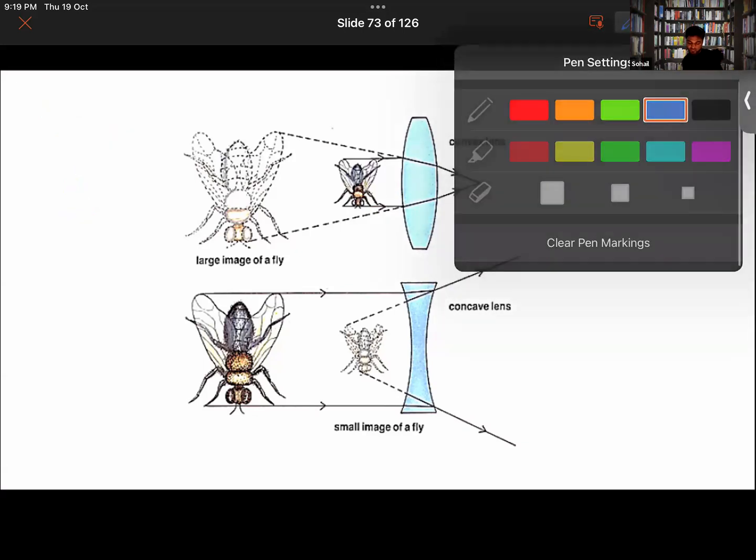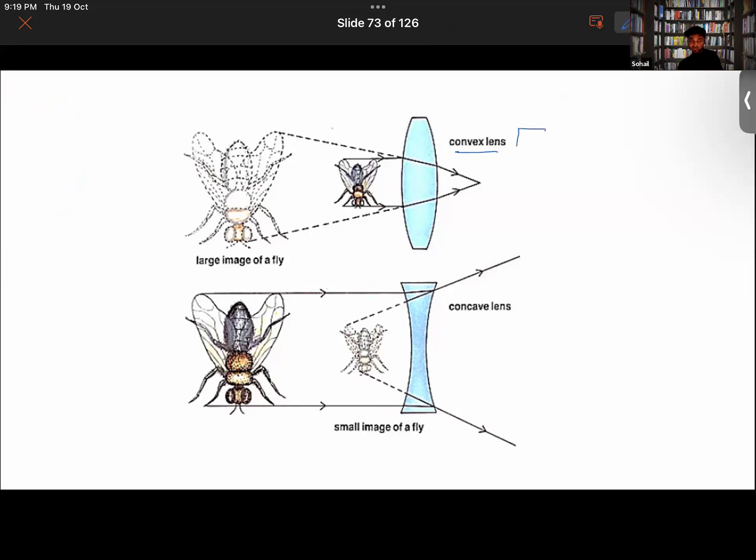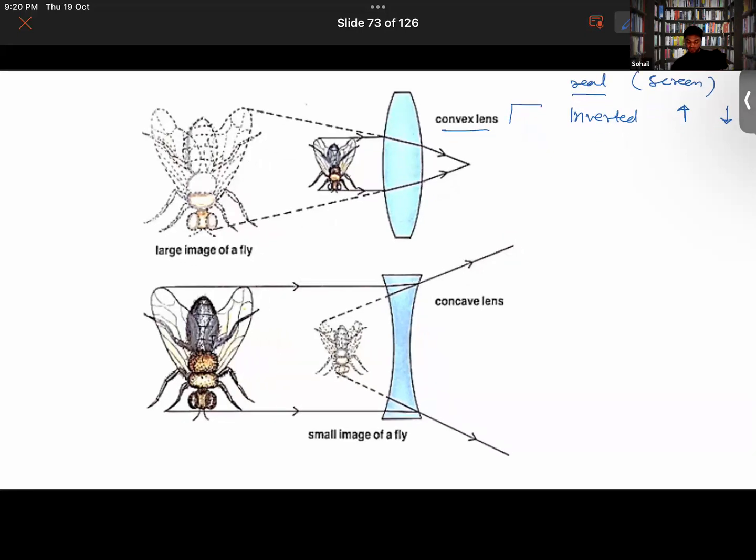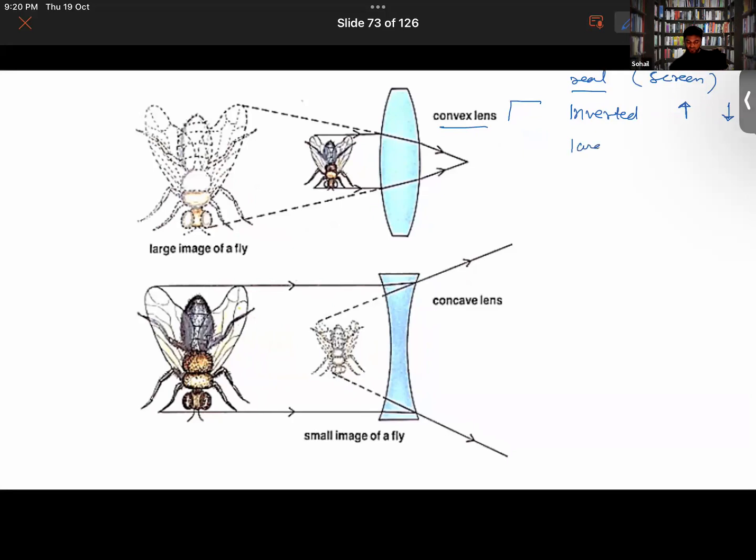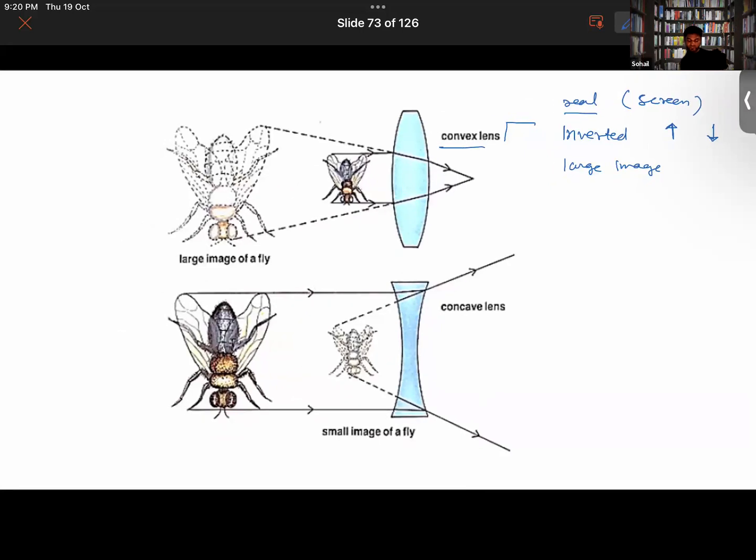Now, back to what I was saying, that convex lens here will be forming an image that will be real, meaning that it can be obtained on a screen, on a wall, on a paper. It will also be inverted. If the object is like this, the image formed will be like this. Is that clear? And the image is actually large. A large image is formed using a convex lens.